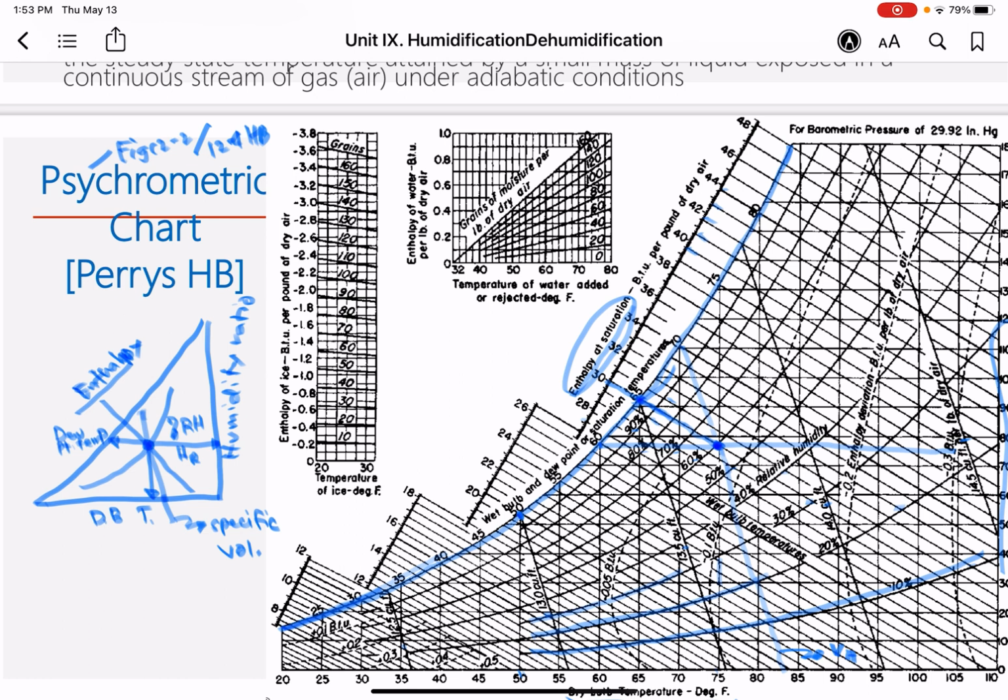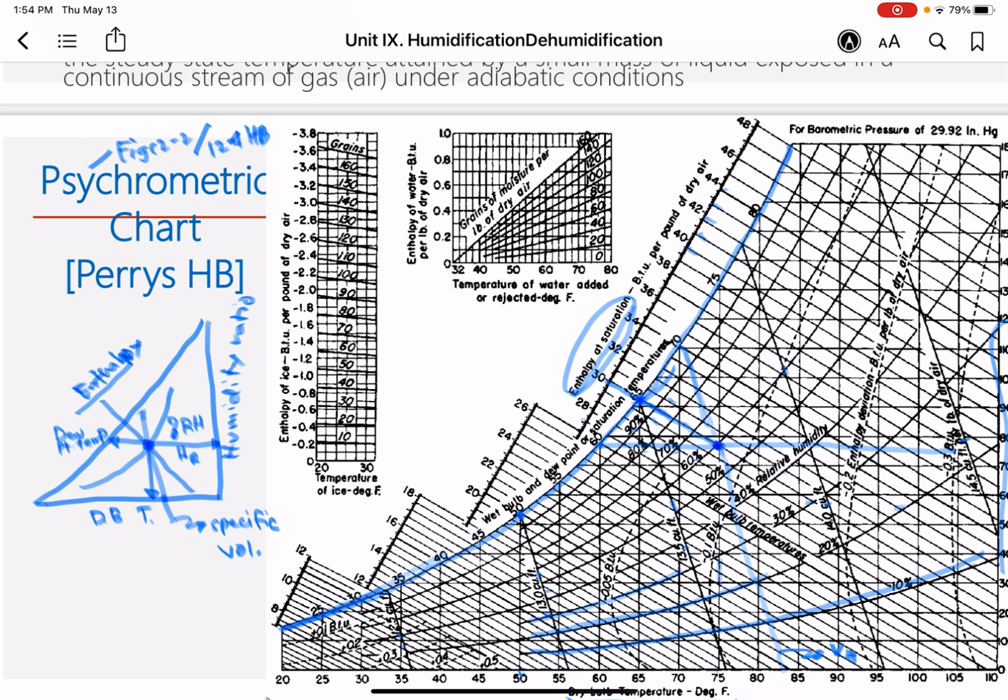Yung specific volume, ito yung kanina. It is the line that is given by this. Okay? So, specific volume is an important parameter also, since one has to consider the amount of air to be handled by the cooling coil or the cooling fan, and accordingly the rating of the cooling coil and fan has to be found out. So, from the psychrometric chart, we find the specific volume of the required air and find the total volume of the required air by multiplying it with the total weight of the air required.